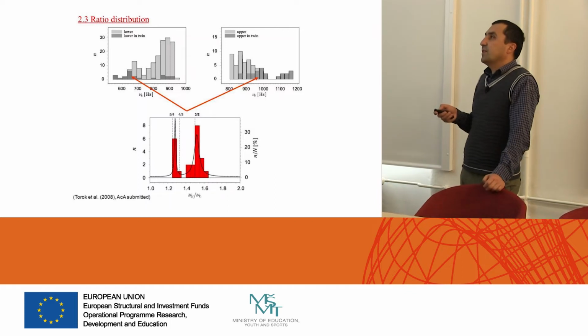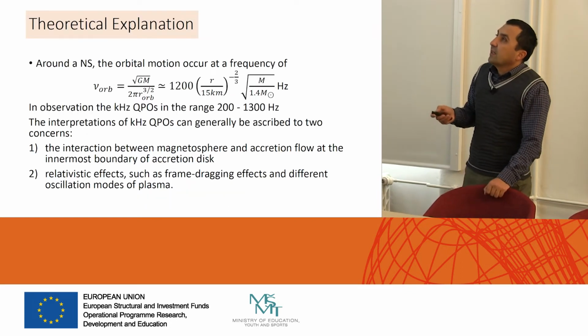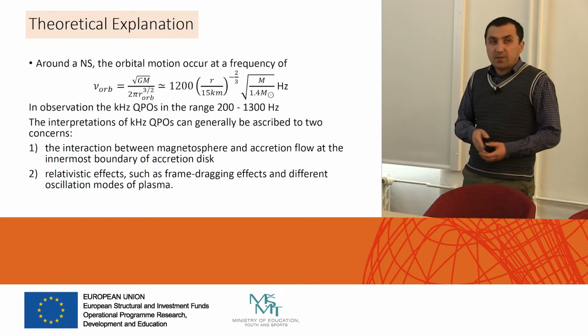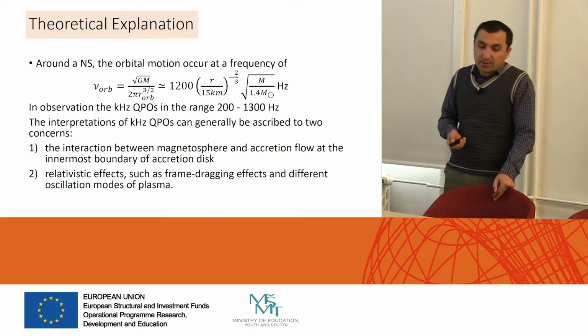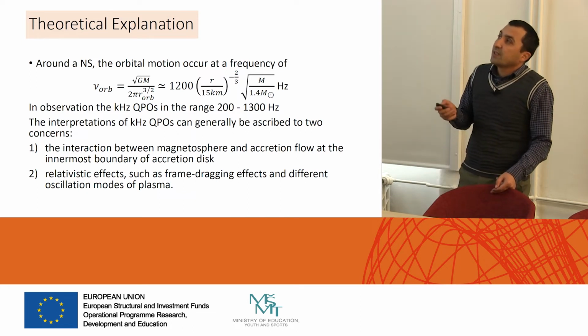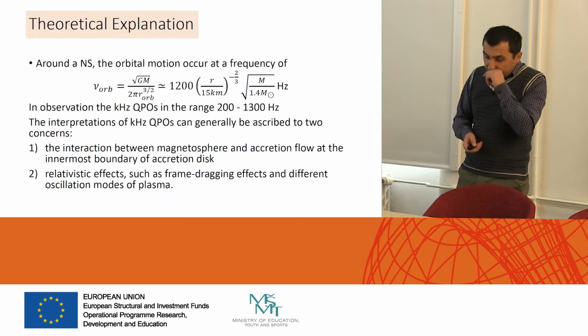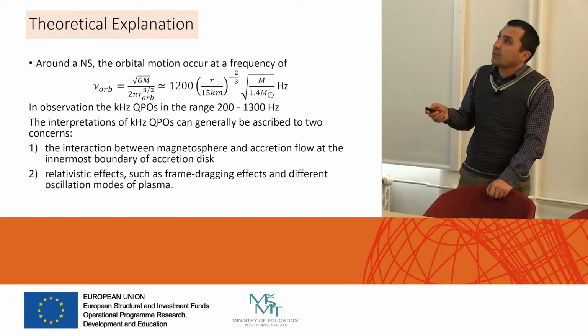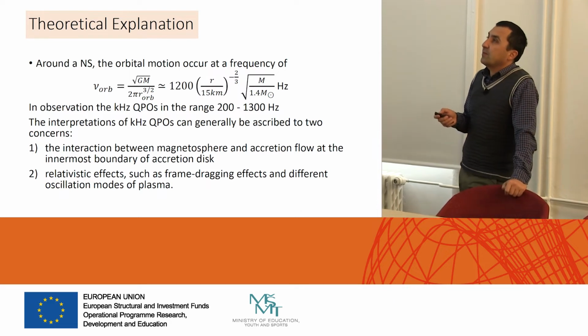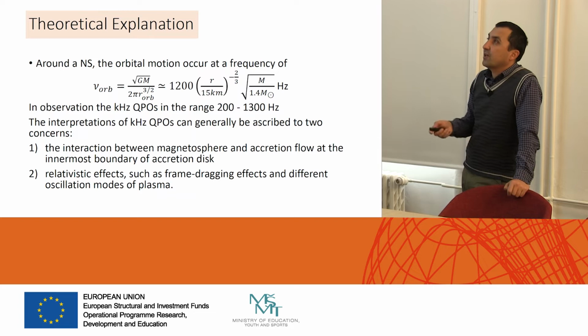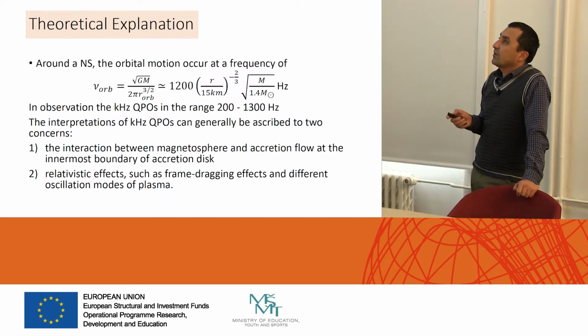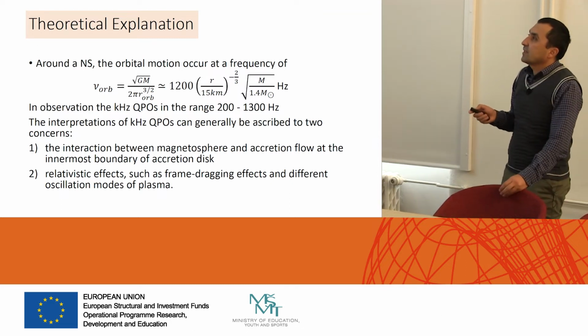This frequency is observed in neutron-star sources. And now we will go step by step through theoretical explanations of QPO mechanisms, using neutron-star parameters and the orbital motion of particles around the neutron star. The orbital frequency around a neutron star is about 1,200 hertz.